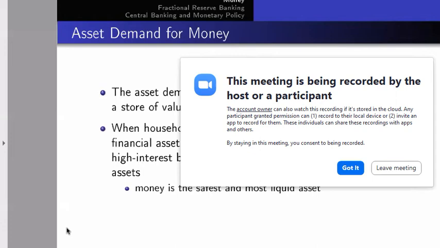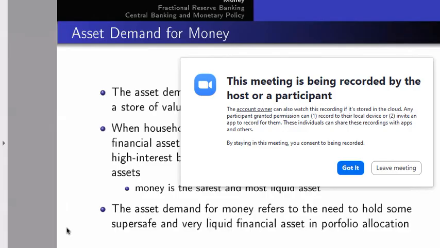That money is the safest and the most liquid asset. So the demand for money refers to the need to hold money super safe, and buy very liquid financial assets. And the portfolio is more or less the different types of financial assets. You could have some that are very liquid, some that are high interest, and you can have as many as possible in your portfolio.